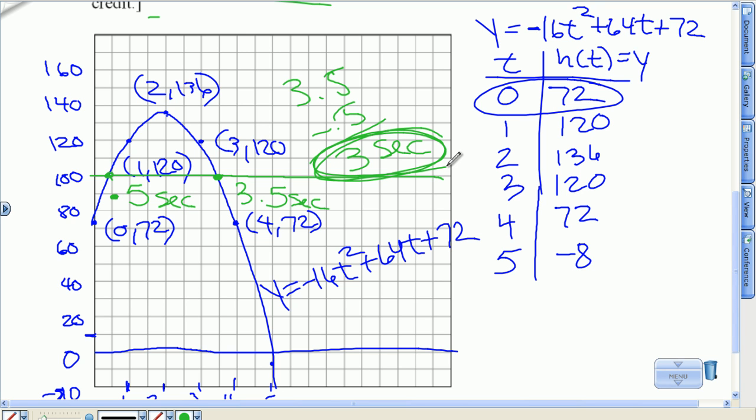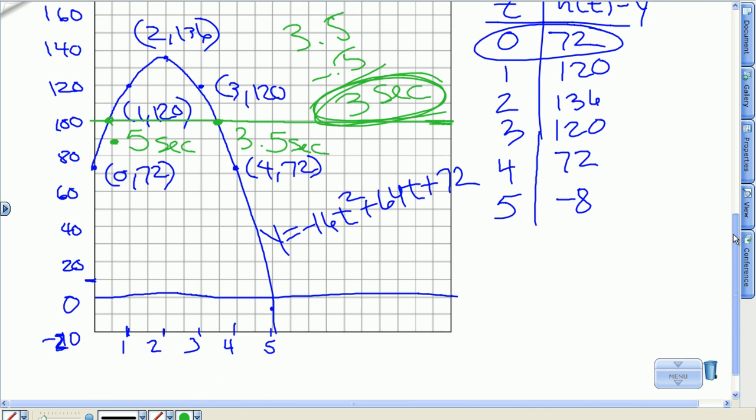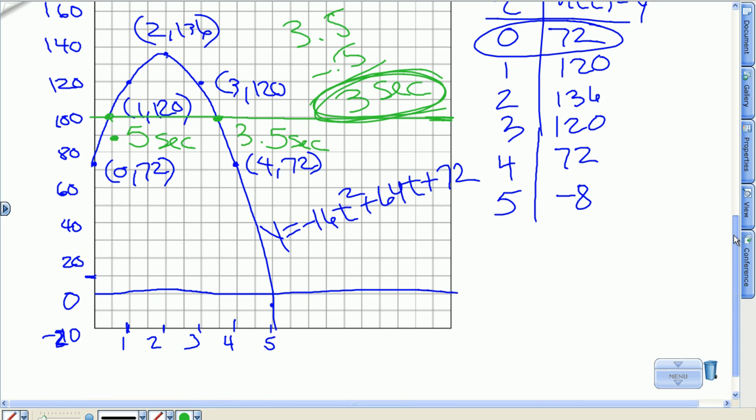And that's it. Now, for bonus points, can you tell me the equation of this line? I'll look for it in your notes tomorrow. This green horizontal line, what is the equation of it? Remember, all horizontal lines have an equation that kind of look the same.